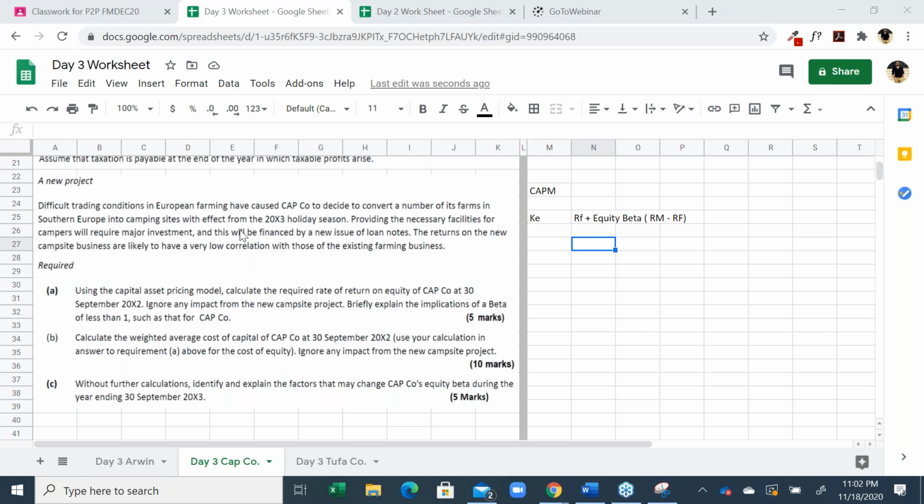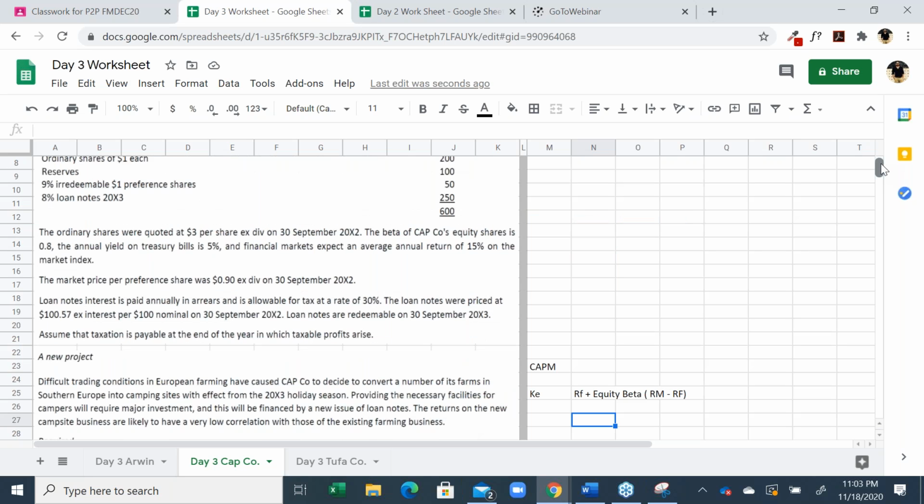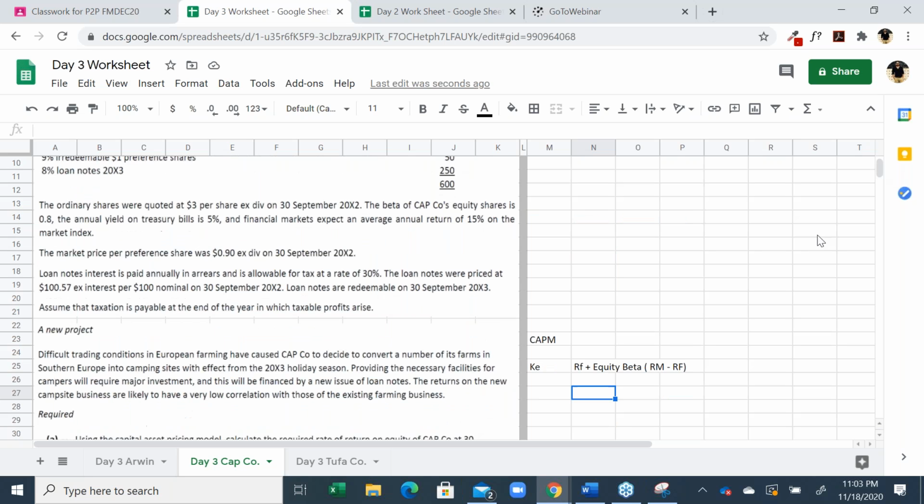So let's go through the requirement again and understand what they are actually up to. Using the CAPM pricing model, calculate the required rate of return on equity of CAPM at 30th September 2002. Ignore any impact from the new campsite project. That's important. Briefly explain the implication of a beta of less than 1, such as that of Cap Company. So we need to explain this less than 1 beta concept as well, but let's first calculate the cost of equity using the CAPM model. First of all, we have to see what is the return available for risk-free investments.